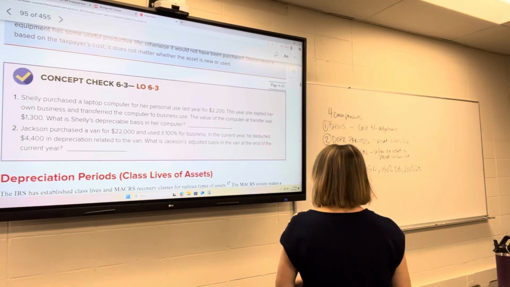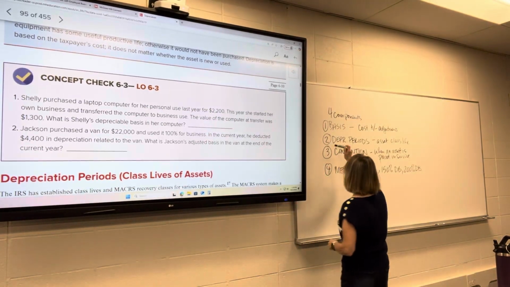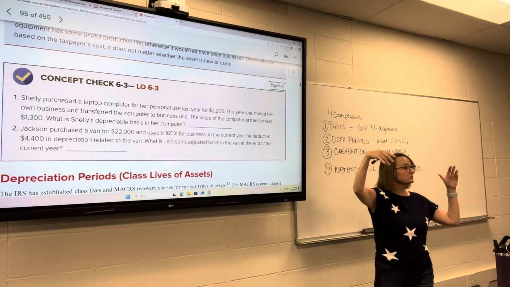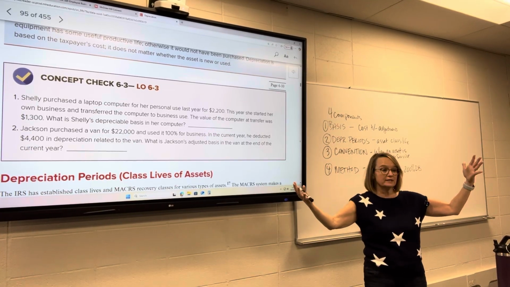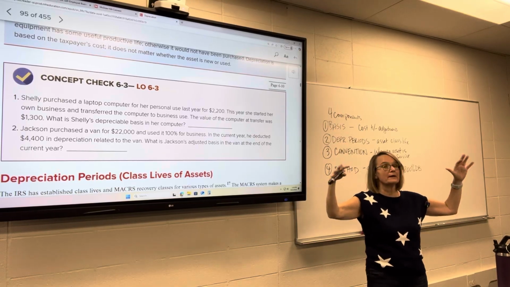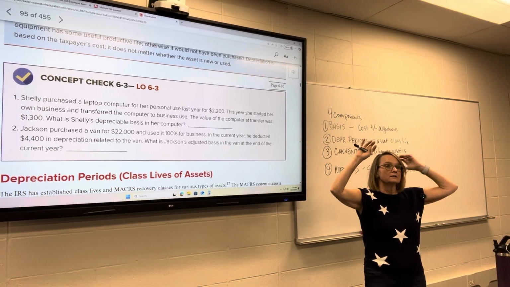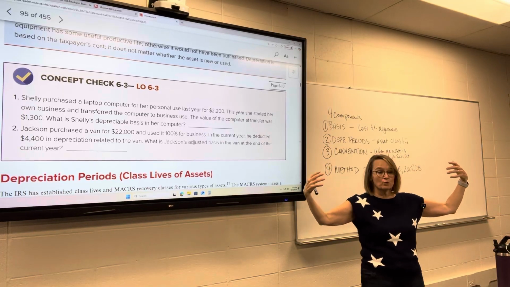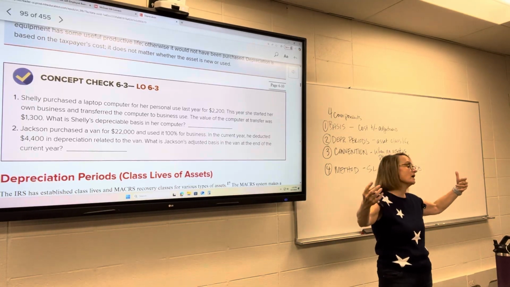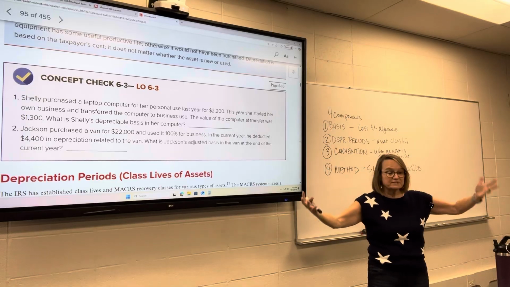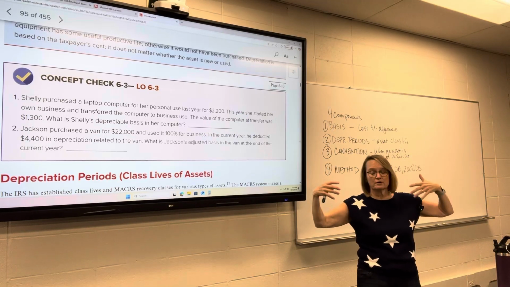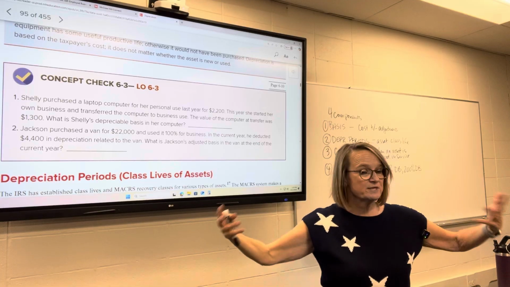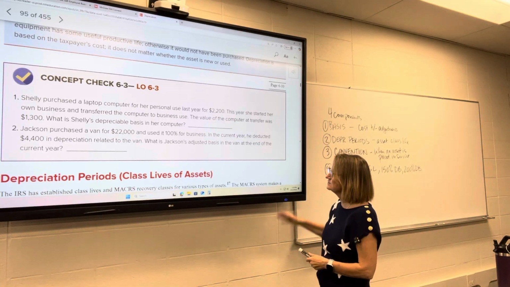So next up, we're going to talk about depreciation periods. First, we've got to determine what our basis is, because we need to know what we're going to base our depreciation on, right? If our asset has a basis of $100,000, we're going to have a different depreciation expense than if our asset had a basis of $50,000, right? So that's why it's important to determine what that basis is.